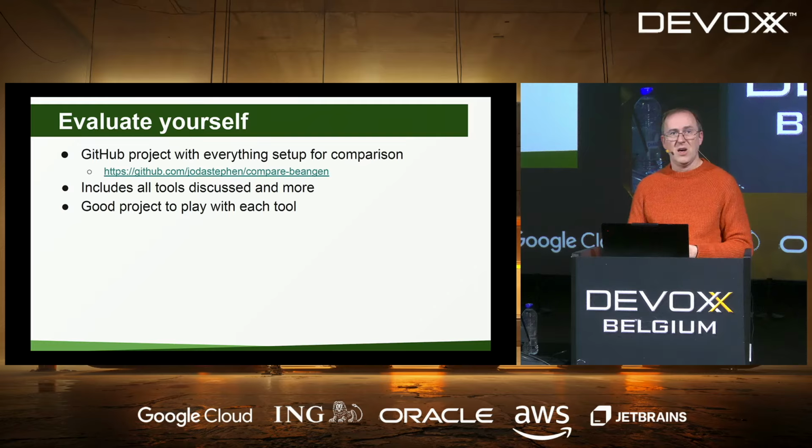Good news is you can go and evaluate it yourself. So in order to present this talk, I created a project. There's a project, Compare Bean Gen, underneath my personal GitHub account. And so there's examples of all the tools we've seen here today, plus a couple more. And yeah, it's just a nice, quick way for you to evaluate some stuff.